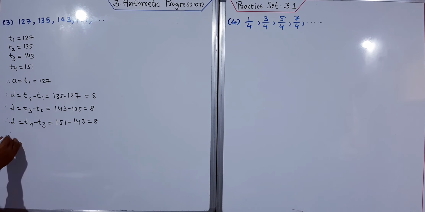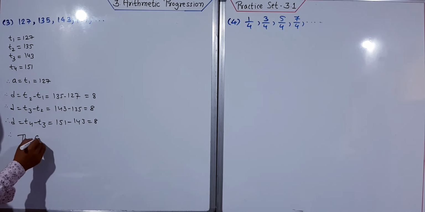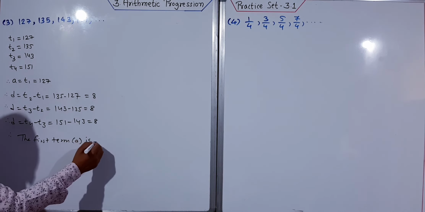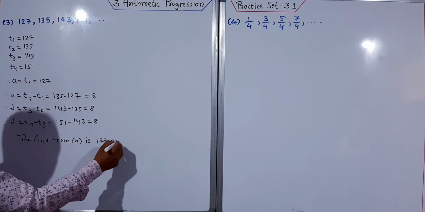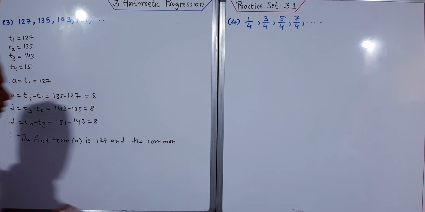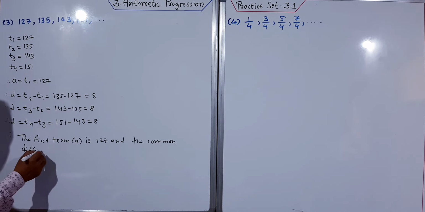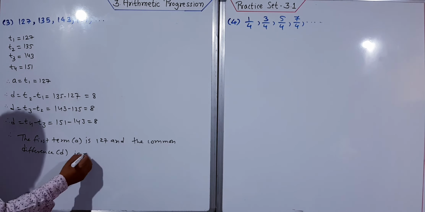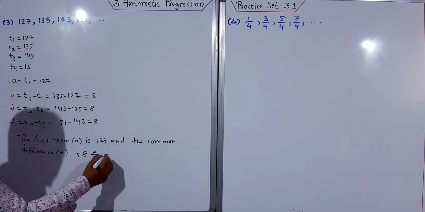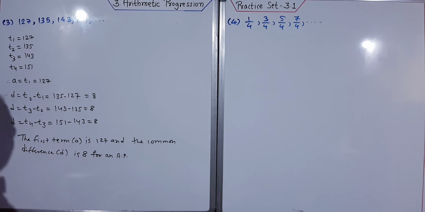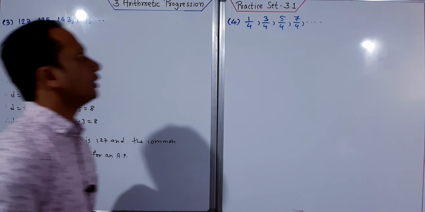Therefore the first term A is 127, and the common difference D is 8 for a given AP. You write like this. So this is question number 3, we have completed. Now come to question number 4.